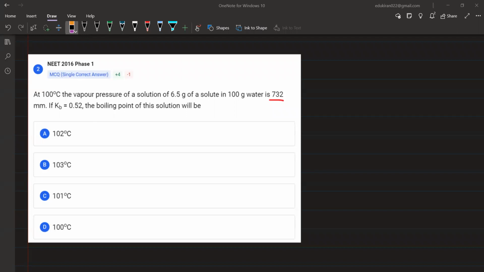First of all, what you are going to do, dekhiye, ek cheez inhone yahan pe kya di hui hai, at 100 degree Celsius, vapor pressure of solution is how much? 732 mm of Hg. You should know at 100 degree Celsius, vapor pressure of water will be how much? It will be equal to 1 atm, because ye boiling point hota hai, vapor pressure 1 atm ke barabar hona chahiye. And 1 atm is equal to how much? 760 mm of Hg. Okay, it is equal to 760 mm.